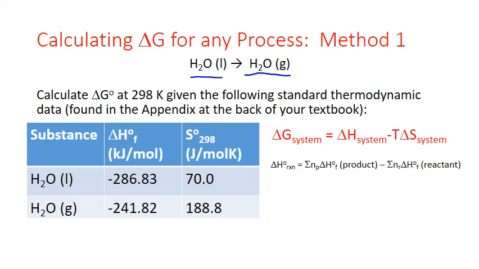formations. So delta H of our reaction is equal to negative 241.82 kilojoules per mole for the enthalpy of formation of gaseous water minus negative 286.83 kilojoules per mole for the enthalpy of formation of our liquid water. We plug this into our calculator and we get a positive value, 44.01 kilojoules per mole. So this process is endothermic.